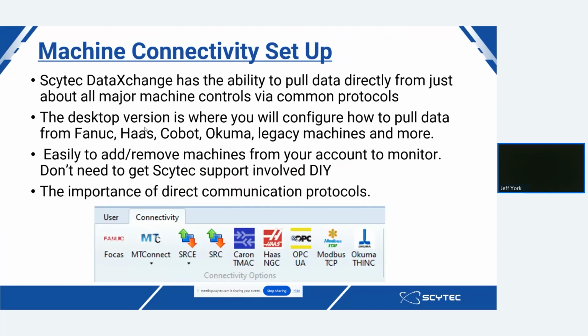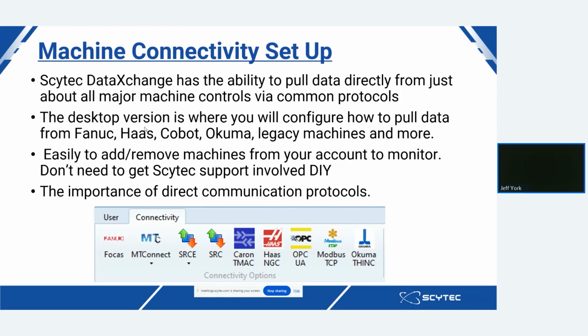So one of the things that you can do inside of the desktop version that you cannot do inside of Data Display is the machine connectivity setup. And right at the opening login screen, next to the user tab, you will see the connectivity tab. And Scytec DataXchange has the ability to pull data directly from just about all major machine controls via common protocols. The desktop version is where you will configure how to pull data from control brands such as Fanuc, Haas, Cobots, Akuma, legacy machines, and more.